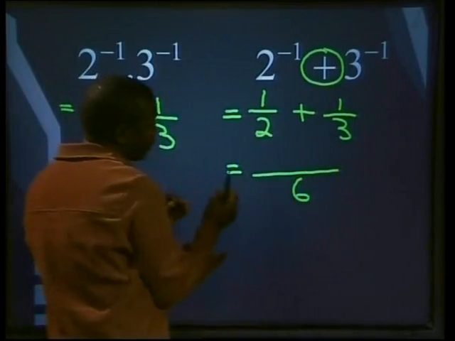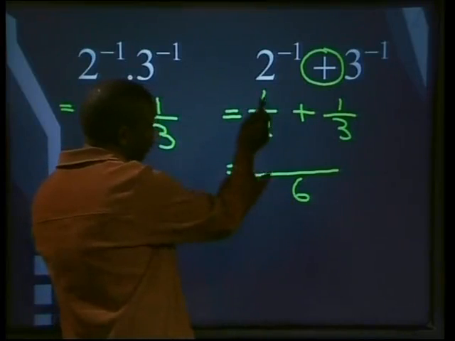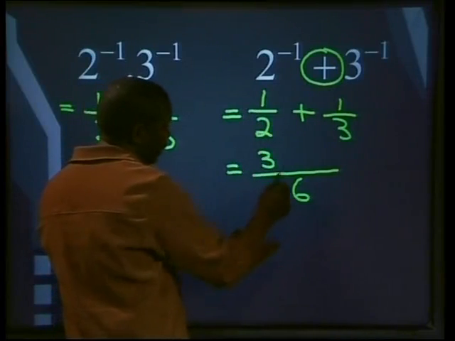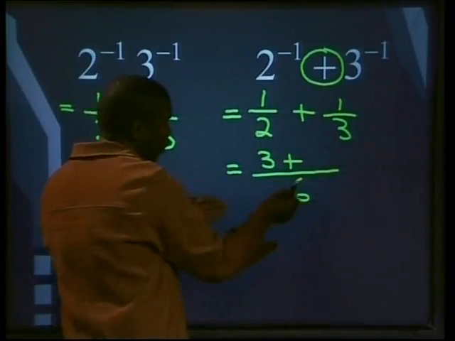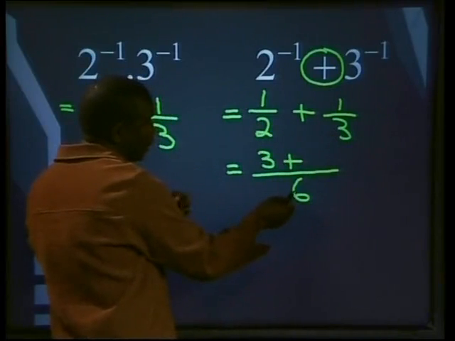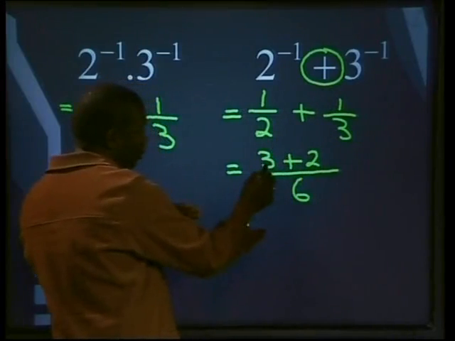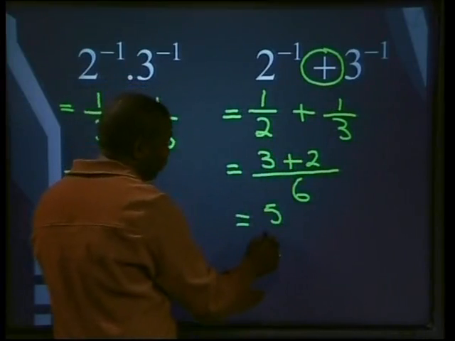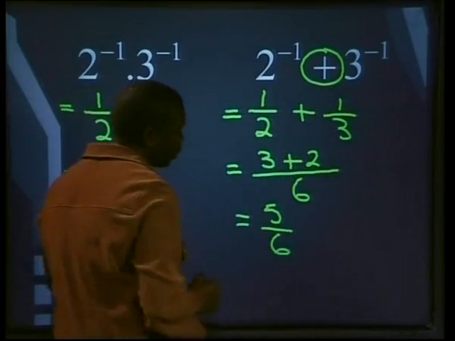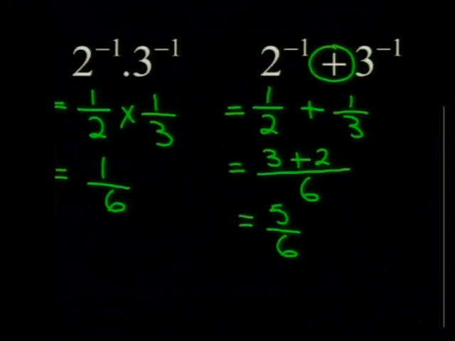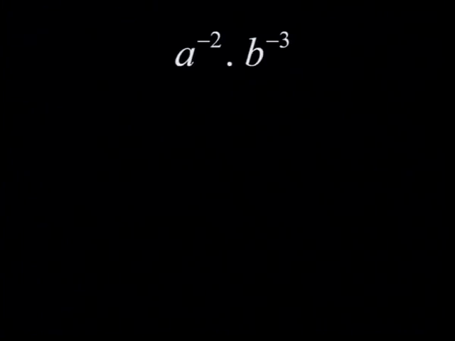2 goes how many times into 6? It goes 3 times. 3 times 1 will give us 3, plus 3 into 6 goes twice, then 2 times 1 will give us 2. Add the 2, 3 plus 2 gives us 5 over the denominator of 6. Clearly, multiplying 2 powers gives us a very different answer from adding 2 powers. Can you help me with this one?